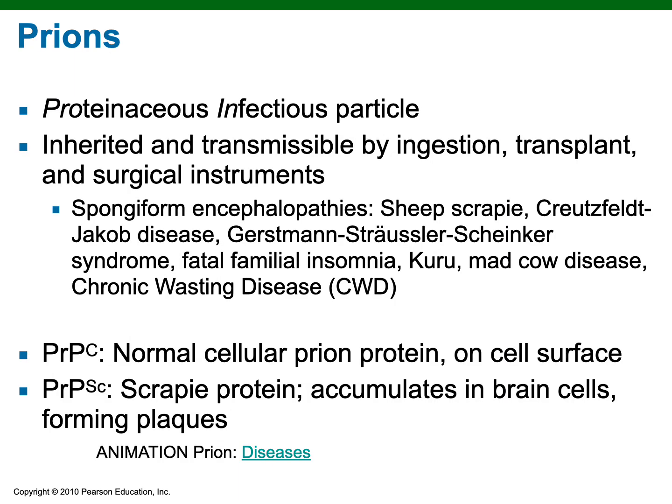So prions, it stands for proteinaceous infectious particle. They can be inherited. They can be transmitted by ingestion, transplant, and surgical instruments. There's a whole bunch of these spongiform encephalopathies. The one we've known about longest is a sheep disease called scrapie, but we've known about certain families in Europe that have shown this, and so it's sometimes called Creutzfeldt-Jakob disease or Gerstmann-Sträussler-Scheinker disease, or sometimes fatal familial insomnia.